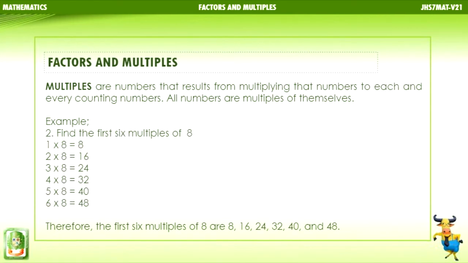2. Find the first 6 multiples of 8. When 8 is multiplied by the counting numbers 1 to 6, the result is the first 6 multiples of 8. Therefore, the first 6 multiples of 8 are 8, 16, 24, 32, 40, and 48.